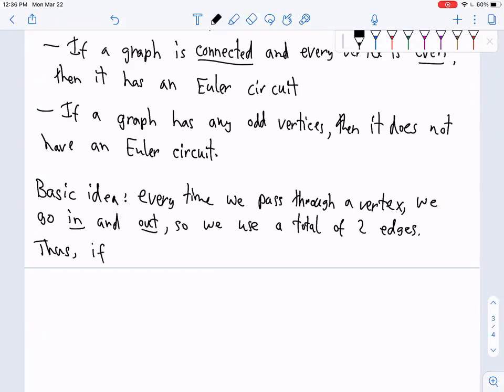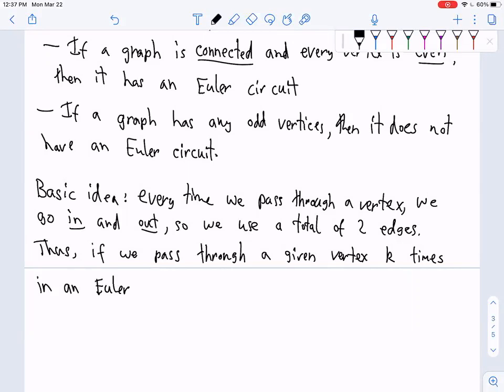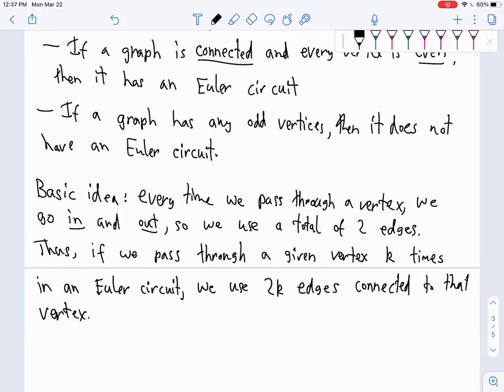So thus, if we pass through, maybe we'll pass through it more than once. Maybe we'll pass through a given vertex, let's just say k times. K could be 1, k could be 2, k could be 10, but it doesn't really matter. If we pass through it k times in an Euler circuit, we use 2k edges, 2 for each time we pass through it, that are connected to that vertex. Okay, so what this basically says is in an Euler circuit, every vertex, the edges around that vertex, an even number of them must be used.